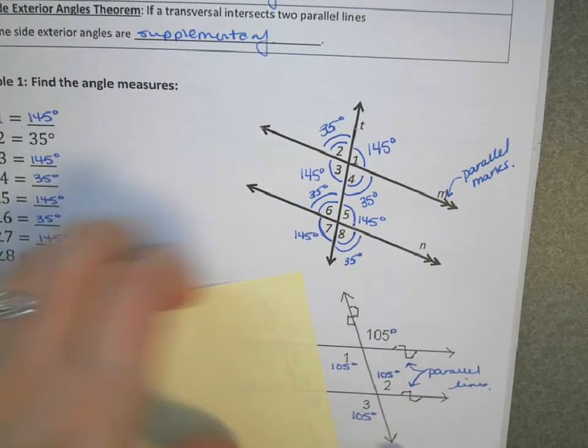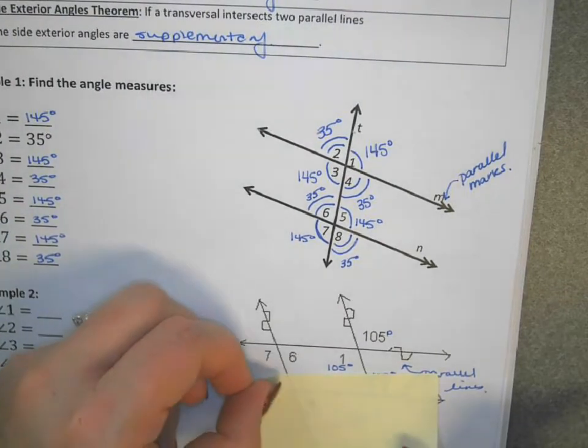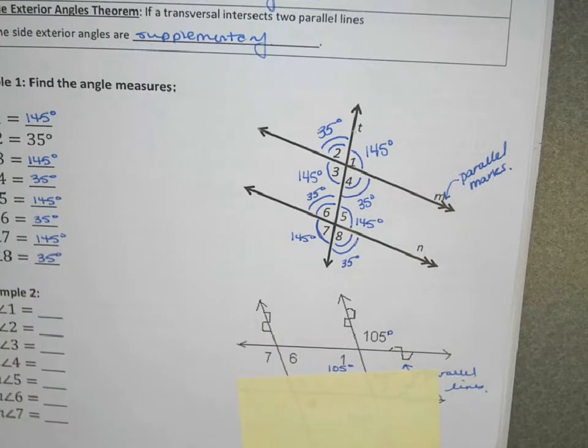All right, let's cover up a different half. We'll cover up this bottom half, and we'll look at just that top transversal. What can you tell me about 6 or 7 there? You can give me 6 or 7, either one.